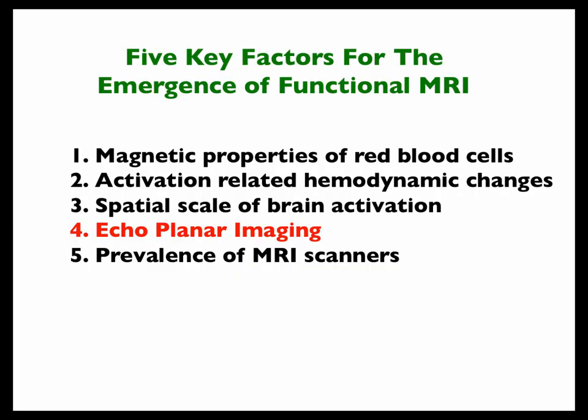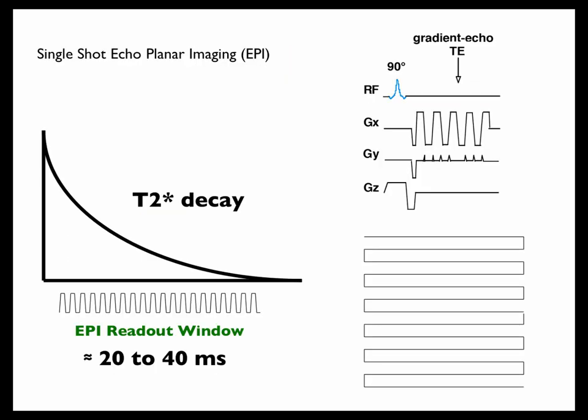Okay, so the fourth key factor that you needed for the emergence of functional MRI was a high-speed technique that was also extremely stable. So that was echoplanar imaging. As I mentioned, with echoplanar imaging, you're always fighting against this T2 star decay.